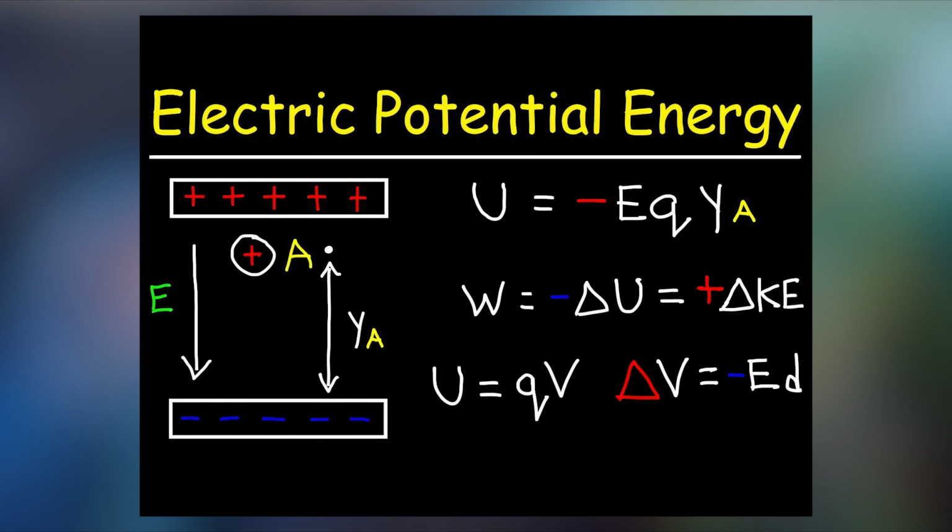So if they're both near each other, that's actually the top of a hill. They have high electric potential energy when they're near each other because they tend to push each other apart, whereas opposite charges have high electric potential energy when they're far apart from each other because they tend to come together.